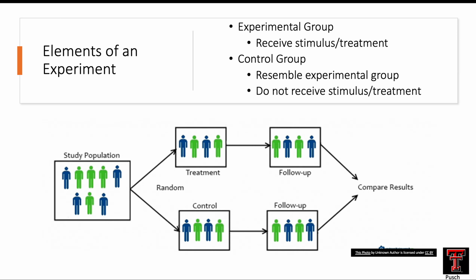Again, the experimental group receives the stimulus and treatment, the control group does not. We want these two groups to resemble each other, so they have to look similar to each other, usually by demographics, and we need random assignment. So we can't cherry pick who we want in our treatment group. We're not going to pick who we think is going to respond to the stimulus better. We need random assignment between the two groups in order to be a proper experiment.